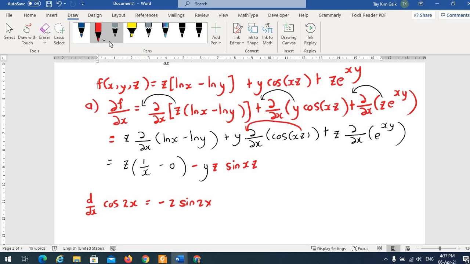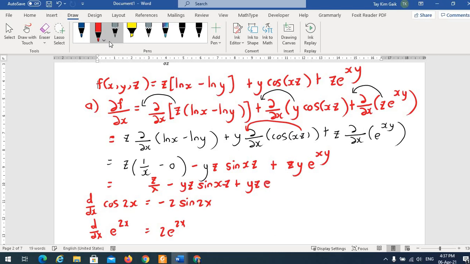And then del x of exponent xy, the answer will be y exponent xy, multiplied by z. Because here, you have to recall d/dx of exponent, let's say 2x. The answer is 2 exponent 2x. So the y here is equivalent to a constant value. That's why del x of exponent xy, you get y exponent xy. So this is the answer: z over x minus yz sin xz plus yz exponent xy. This is for del f del x.